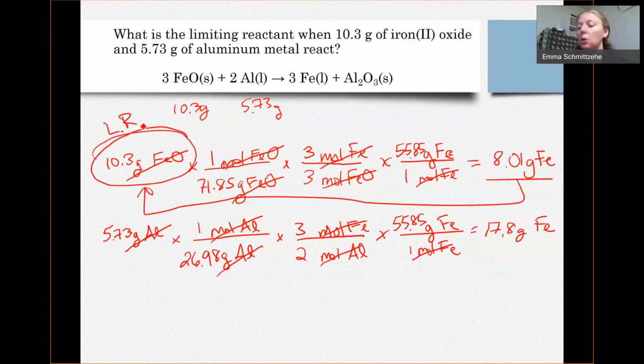And so once the 10.3 grams of iron(II) oxide produces 8.01 grams of iron, you're out of iron(II) oxide. And in that reaction, it's going to be consuming aluminum. But at that point, since you're out of iron(II) oxide, you can't produce any more iron. So even though there's going to be some remaining aluminum, you can't produce that 17.8 grams of iron because you don't have enough iron(II) oxide. So the iron(II) oxide is our limiting reactant.